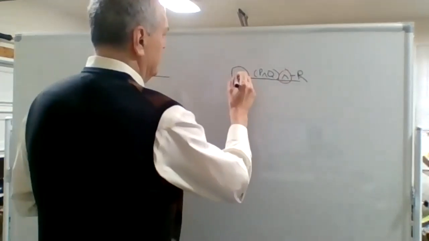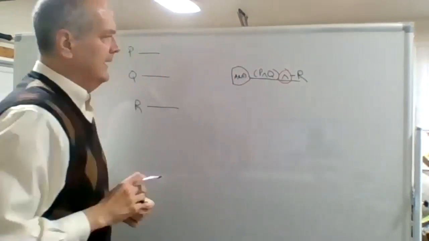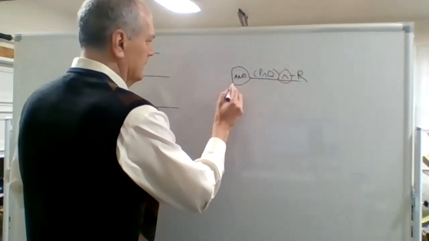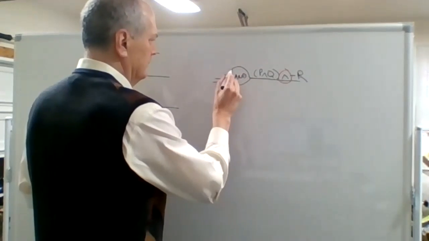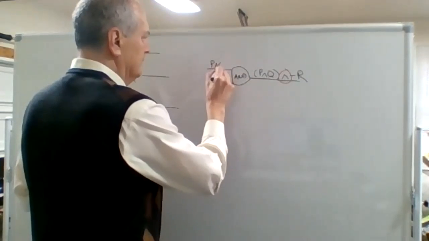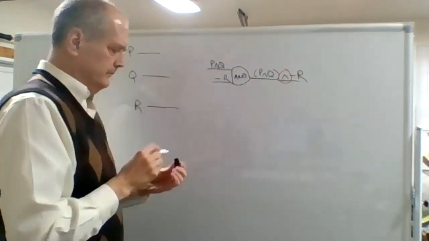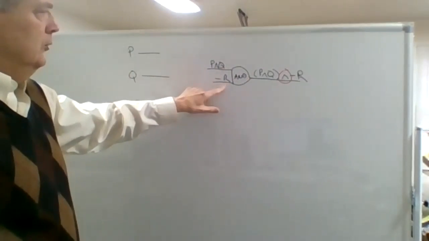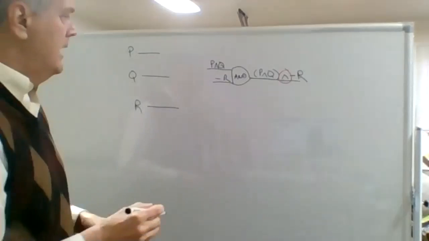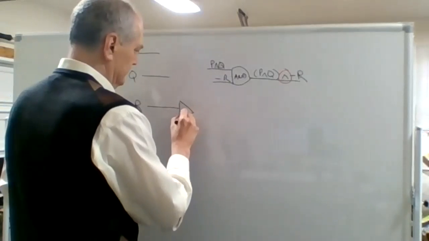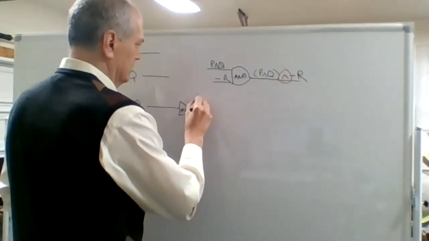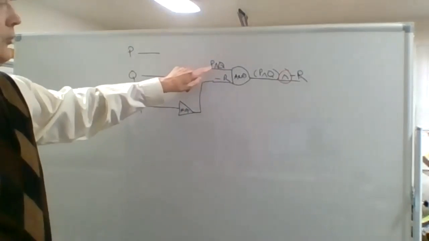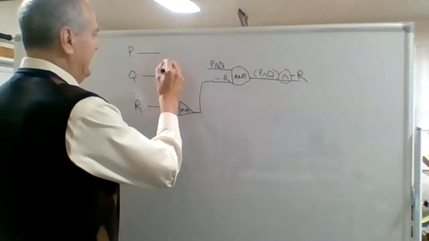So we have an AND gate here. And the two signals going into it are going to be not R, and up here, P and Q. So going from R to not R requires that we have a NOT gate. And going from P and Q to P and Q requires an AND gate here.